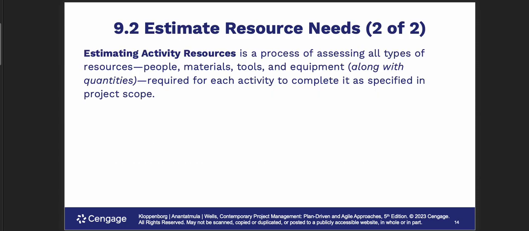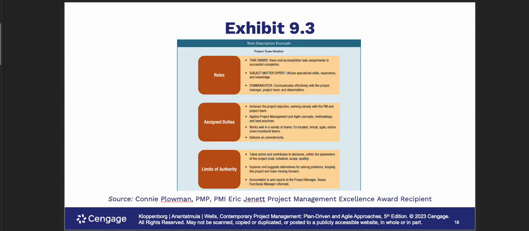So there we go, estimating activity, resources, quality and quantity. Let me jump down here. So role description, project team member, the roles, assigned duties, limits of authority. So when I talked about this in class the other day, I mentioned limits on authority.